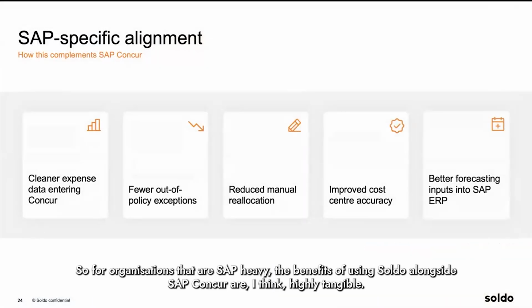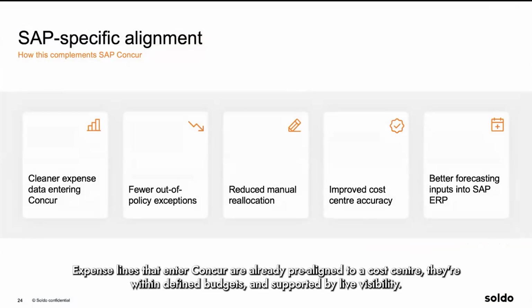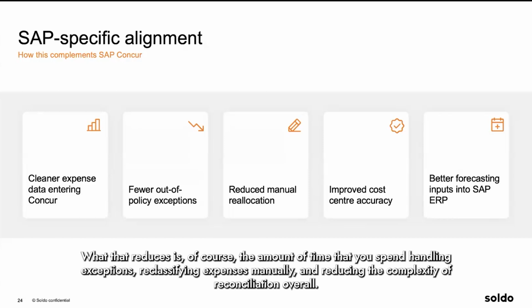So for organizations that are SAP heavy, the benefits of using Soldo alongside SAP Concur are, I think, highly tangible. Expense lines that enter Concur are already pre-aligned to a cost center. They're within defined budgets and supported by live visibility. What that reduces is, of course, the amount of time that you spend handling exceptions, reclassifying expenses manually, and reducing the complexity of reconciliation overall.